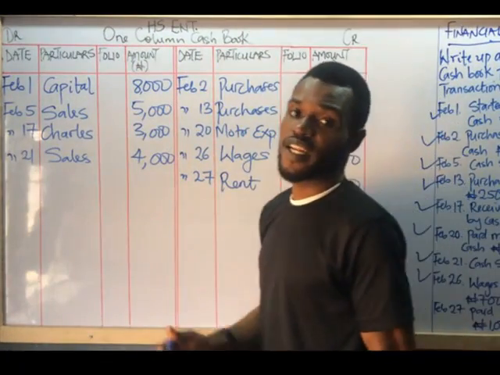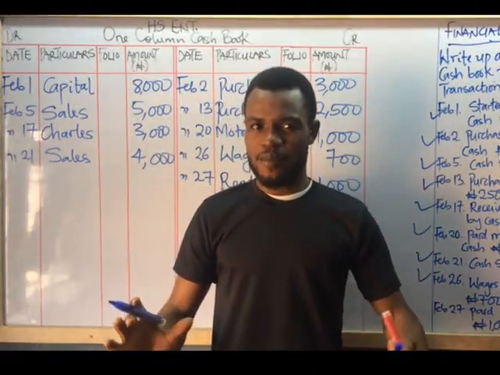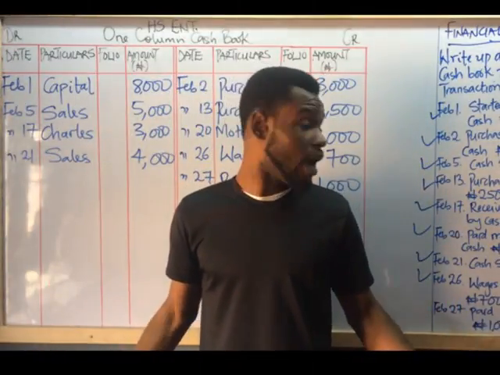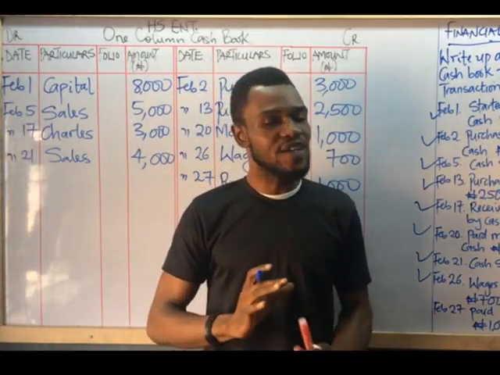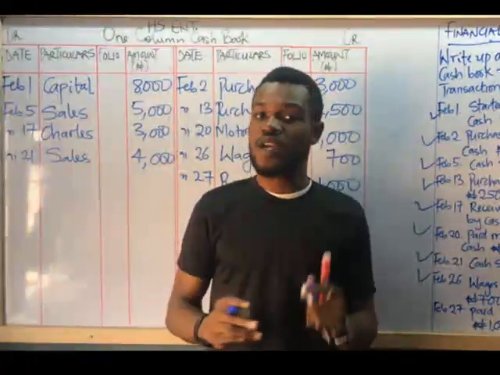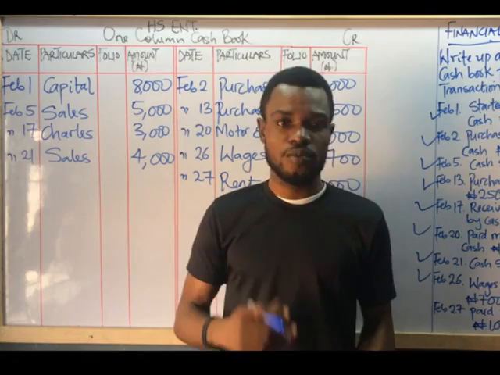I happen to find that a lot of students find it challenging to close the account. So take your time and see the way I'm going to solve, how I'm going to close this account, because it is the same step you will take while answering any question under cash book, either 1-column cash book, 2-column cash book, or 3-column cash book.